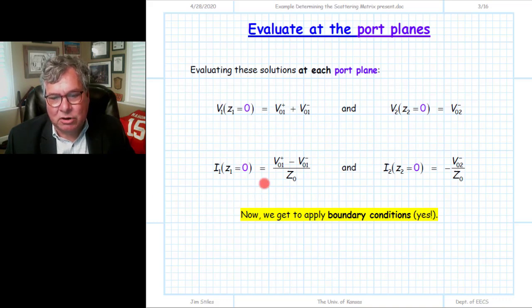Same thing for the total current there at port 1, and then the total voltage and total current at port 2. Make sure that you know which direction these currents are pointing, or positive current is pointing. They're pointing into the port in both cases. Now we're going to apply boundary conditions.